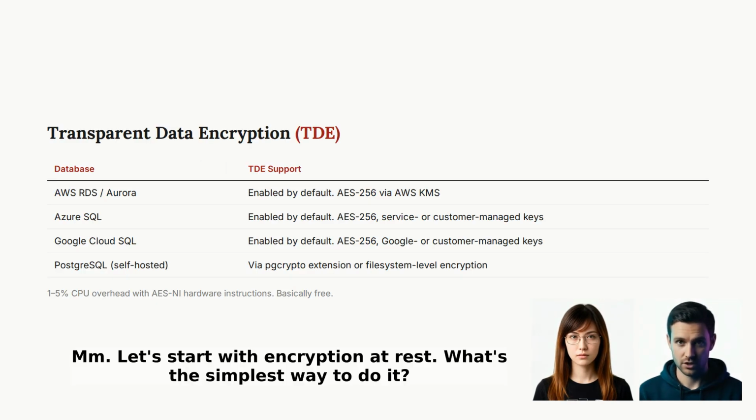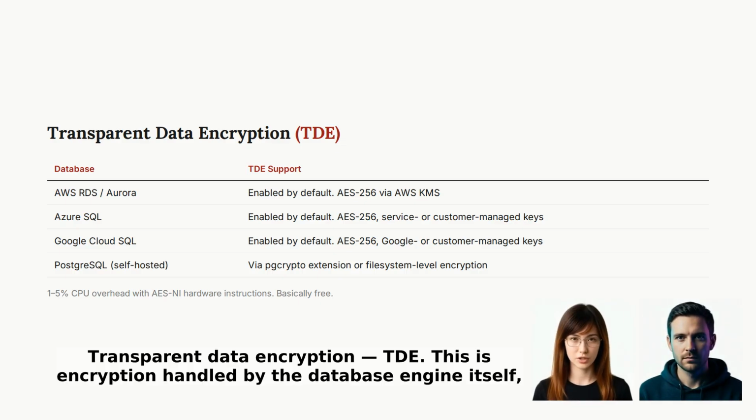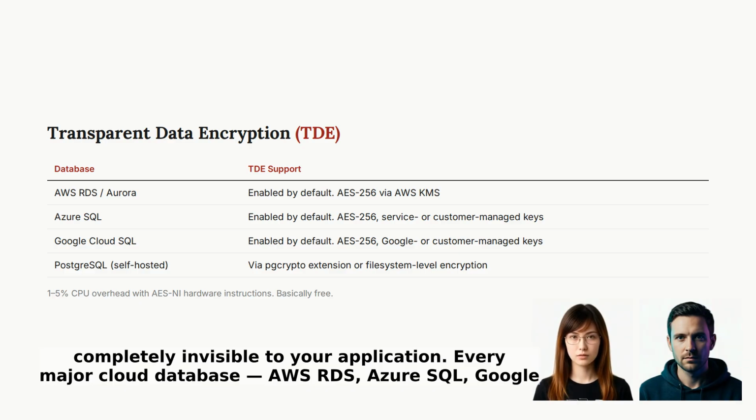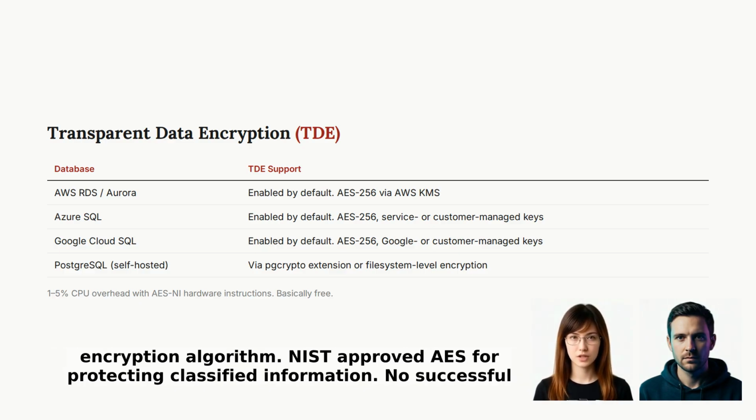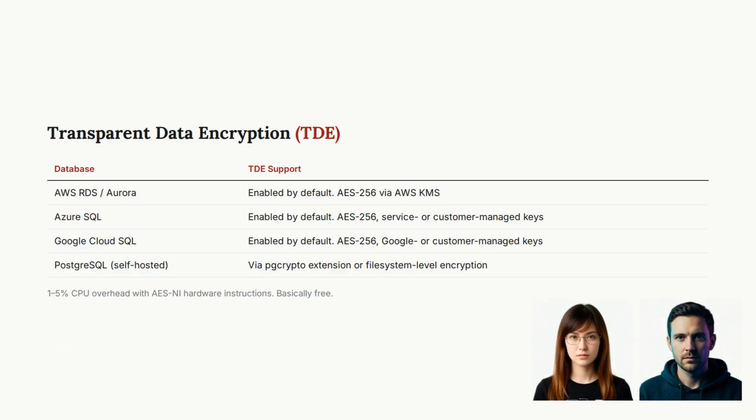Let's start with encryption at rest. What's the simplest way to do it? Transparent data encryption, TDE. This is encryption handled by the database engine itself, completely invisible to your application. Every major cloud database, AWS RDS, Azure SQL, Google Cloud SQL, has TDE enabled by default. It uses AES 256, which is the industry standard symmetric encryption algorithm. NIST approved AES for protecting classified information. No successful attack against it has been demonstrated in over 20 years of analysis.